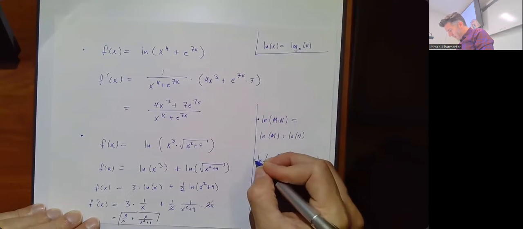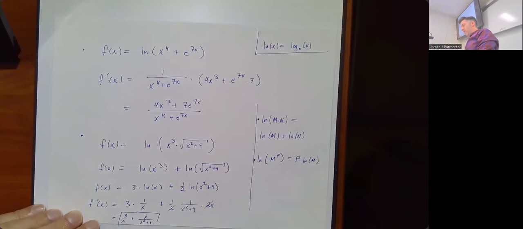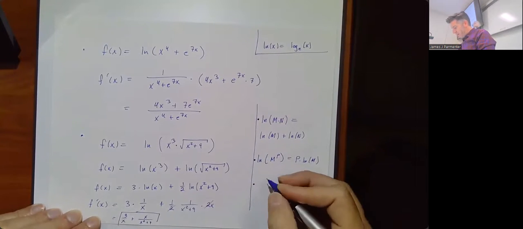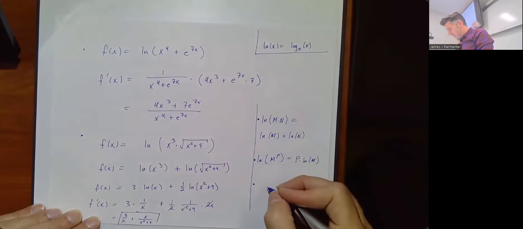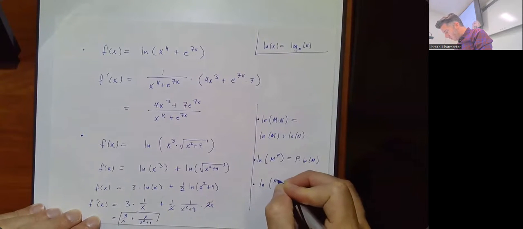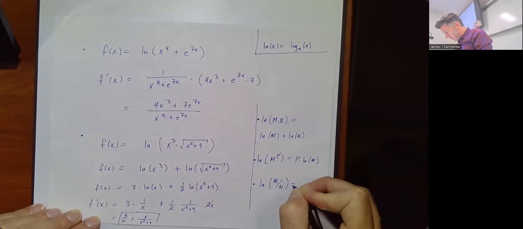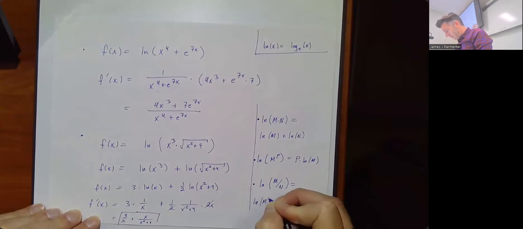And just to fill in the last logarithm rule that you should be aware of, maybe not the last one you should be aware of, but the one that kind of fits in with these other two is the natural log of a quotient is equal to the natural log of the top thing minus the natural log of the bottom thing.